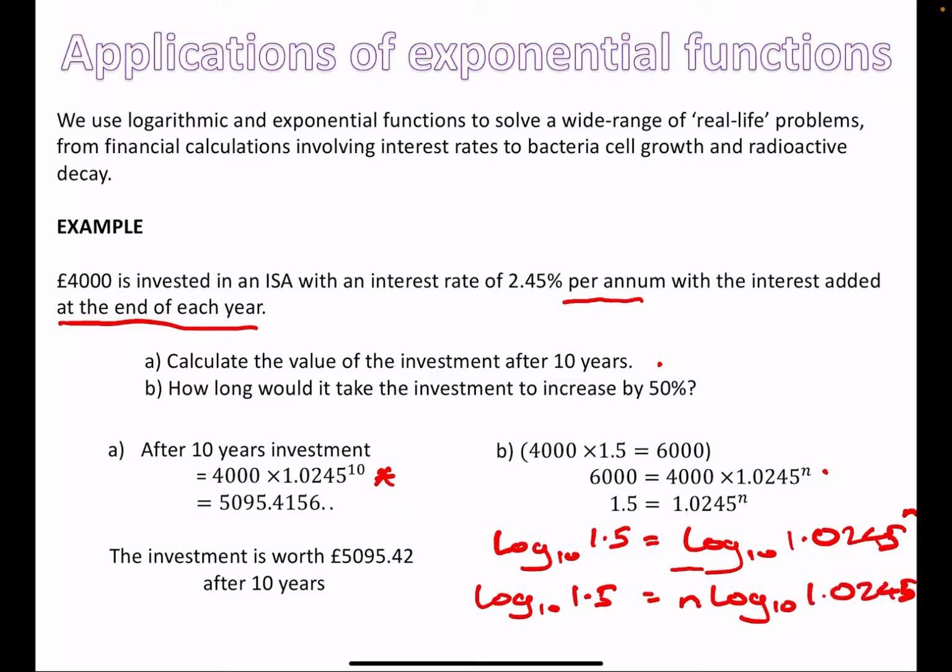And now if I want to isolate the n and get it by itself, I could just divide both sides by log of base 10 of 1.0245. So I'd have the log of base 10, and this is where I'm going to start running out of room, of 1.5 divided by the log of base 10 of 1.0245. And when I stick that in a calculator, I'd still get back to that same answer.